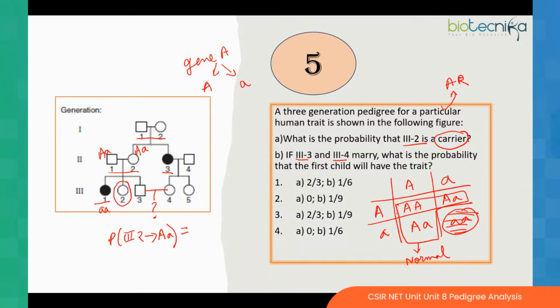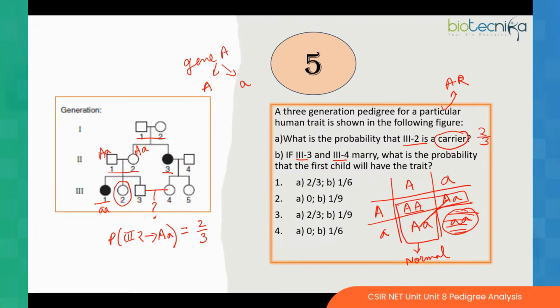So in this normal progeny, when there is a cross between two heterozygotes, among the normal progeny, what do we see? 2/3 of the individuals are heterozygote, whereas 1/3 are homozygous dominant. Our question is to find out the probability that 3 2 is a heterozygote. Because 3 2 is a normal progeny of these two heterozygous parents, the chance of 3 2 to be heterozygote will be 2/3. So the answer is 2/3.